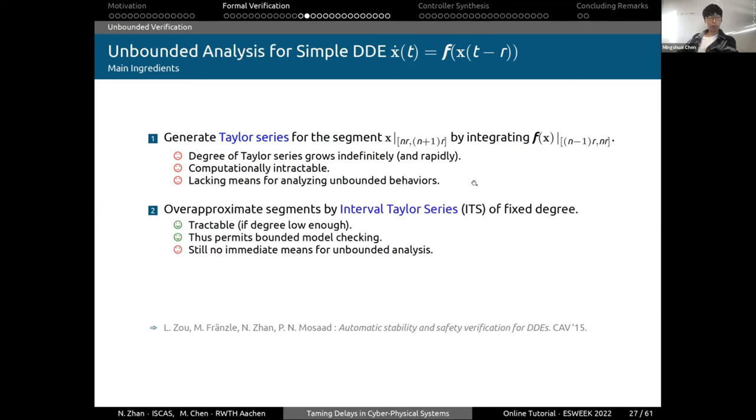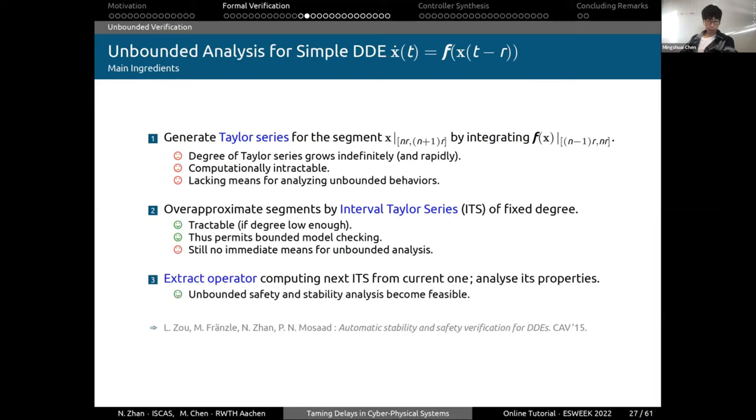To mitigate the problem, we can introduce another idea such that we can over approximate the segment solutions by the notion of interval Taylor series. Basically, an interval Taylor series is a Taylor series where all the coefficients are intervals. So we can use such intervals to enclose the solution space or the reachable set. If we assume some fixed degree for the interval Taylor series, then the problem becomes tractable if the degree is low enough, of course. And this permits us to use some established techniques to do the verification, for example, bounded model checking for hybrid systems. But still, there's no immediate means for analyzing unbounded behaviors of the system, because we can only compute finitely many derivatives.